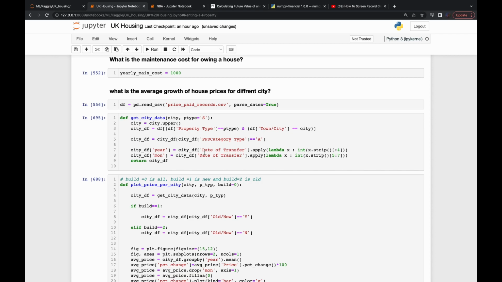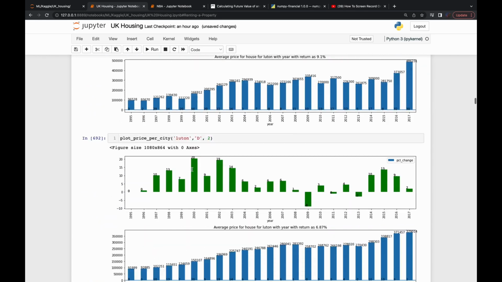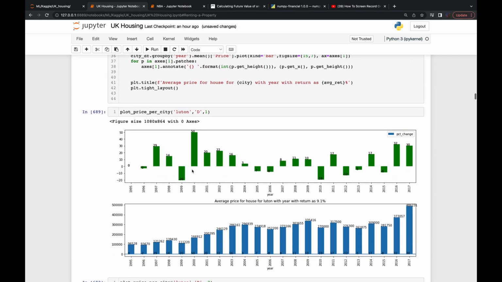So there is public data available in Kaggle. From this public data, there is data available for all the house purchase prices from 1995 to 2017. So you have 22 years of historical data. And we are going to do this analysis for different cities, and we're going to see what the average growth is. Now, this is again the code part. I'm not going into the code part. So let's look at it.